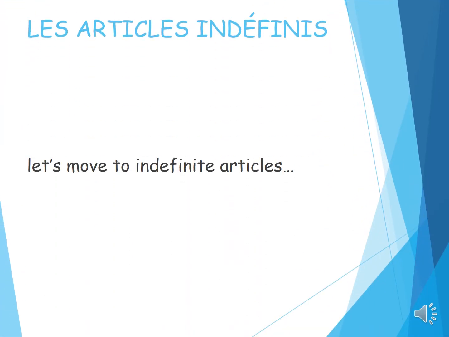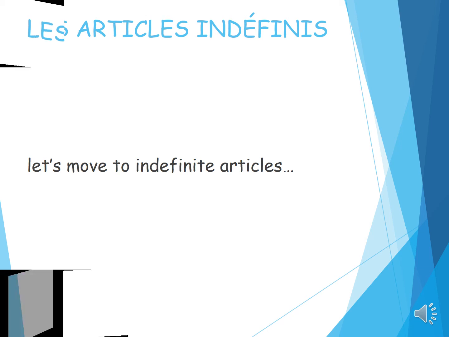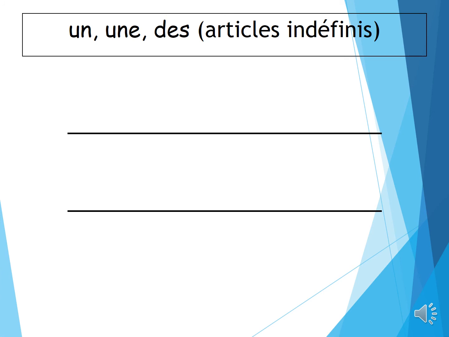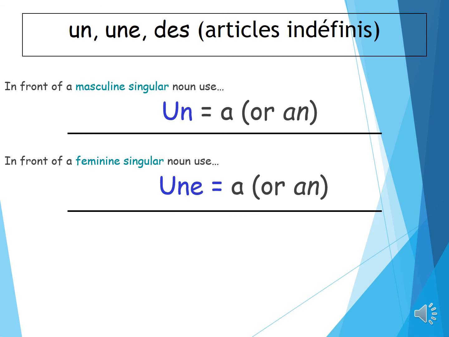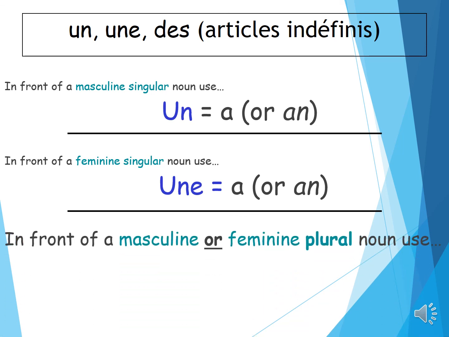Now let's move to articles indéfinis, indefinite articles. So you have three indefinite articles: un, une, des. In front of a masculine singular noun, we use un. In front of a feminine singular noun, we use une. In front of a masculine or feminine plural noun, we use des.